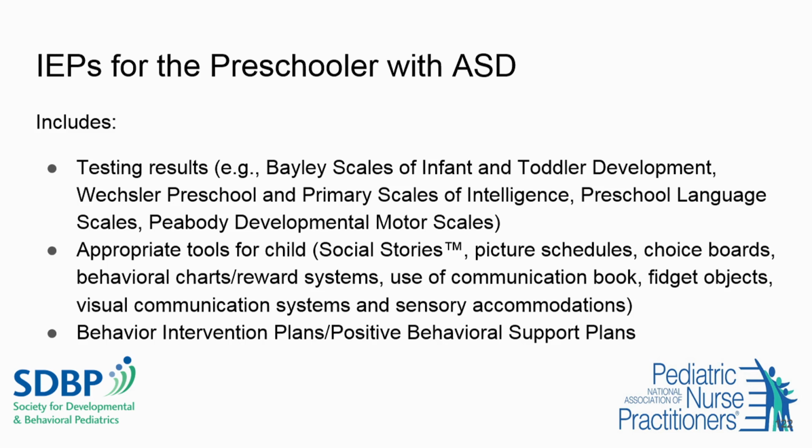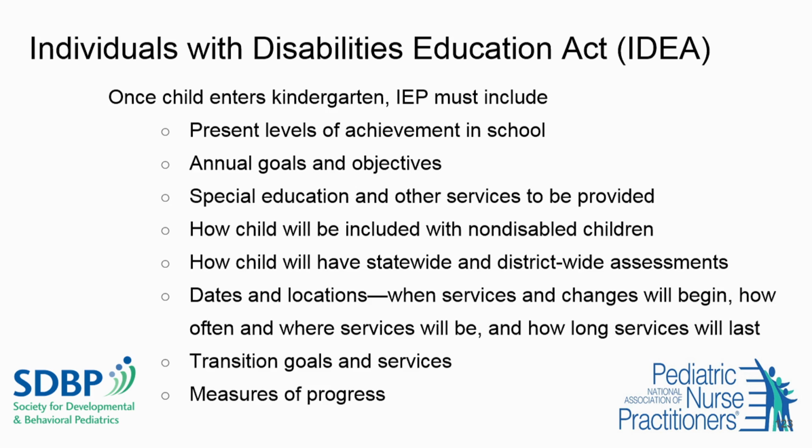And then the next thing that we want to make sure is that there is a behavioral intervention plan, or what a lot of schools call a positive behavioral support plan, to help that child, to minimize triggers and to outline what's going to happen if there's an escalation and how it will be handled.